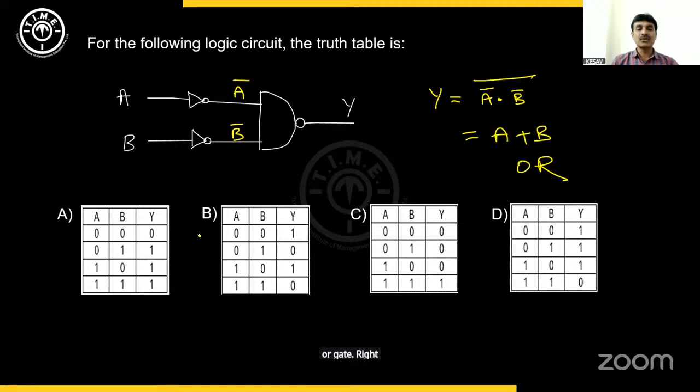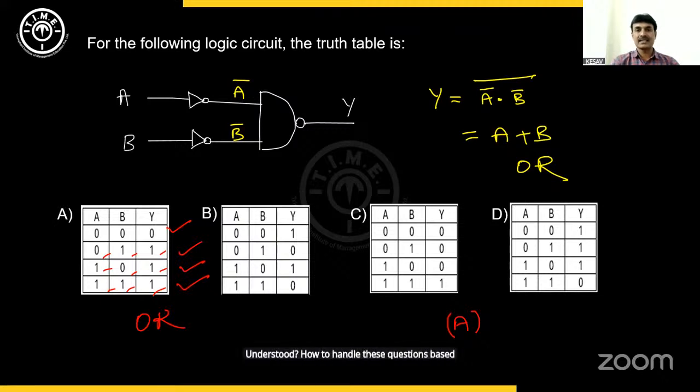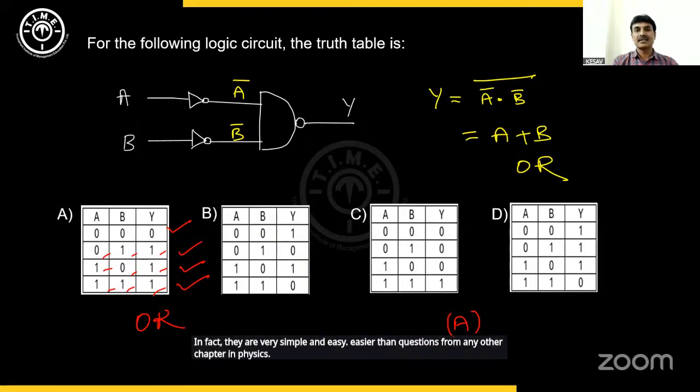Right? Now check the truth table of OR gate. OR gate truth table: 0, 0, 0; 0, 1, 1; 1, 0, 1; 1, 1, 1. This is correct. 0, 1, 1. This is correct. 1, 0, 1. This is correct. 1, 1, 1. So this is OR truth table. That means the right answer is option A. Understood? How to handle these questions based on logic gates. In fact, they are very simple and easy, easier than questions from any other chapter in physics. That I can say confidently.